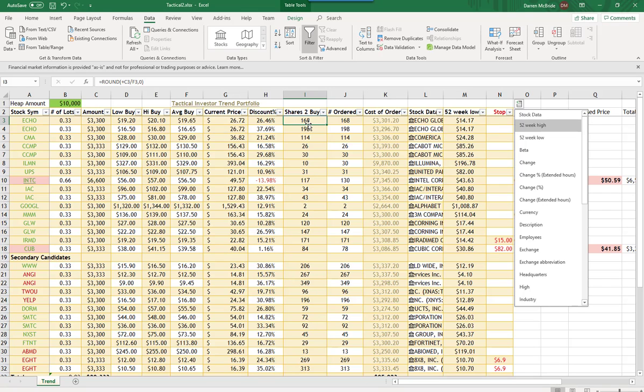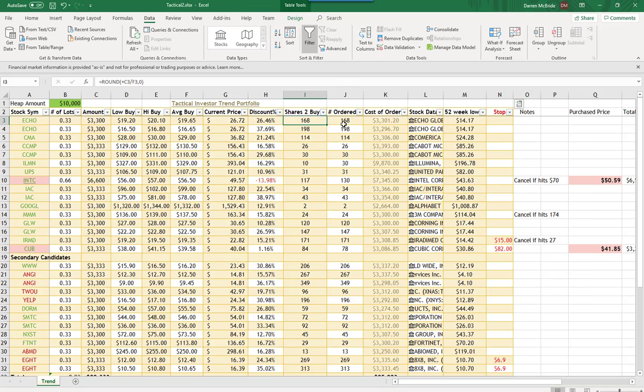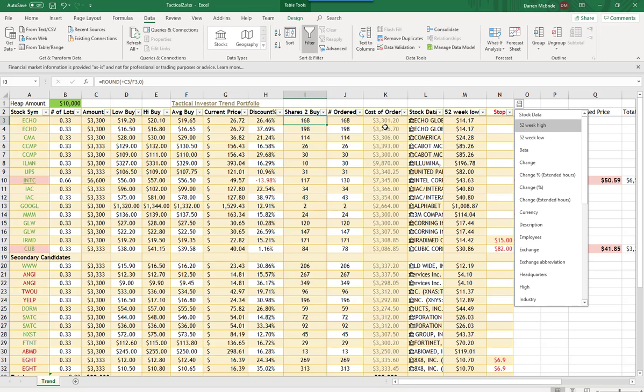And so what I do is when I actually place a limit order for that, I put the limit order in the number that I've actually ordered. So I have active orders for 168 shares right now. And if that order executes, its cost will be $3,301.20.